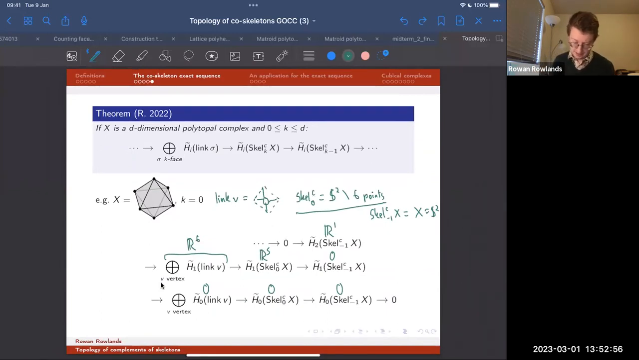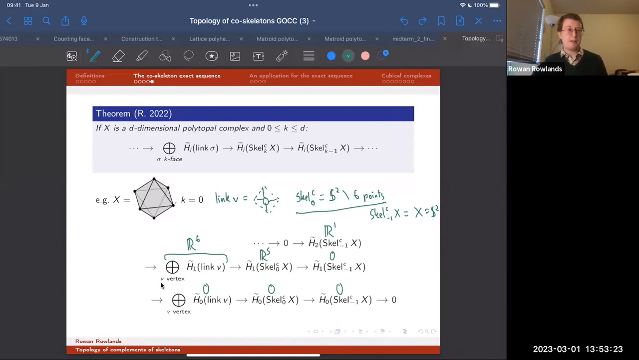Like this complement of the zero skeleton, so the complement of the vertices here. Which one are we looking at? This one here. You get kind of like the homology of the 6 points that you're deleting as well. So yeah, this is definitely very tied to Alexander duality.